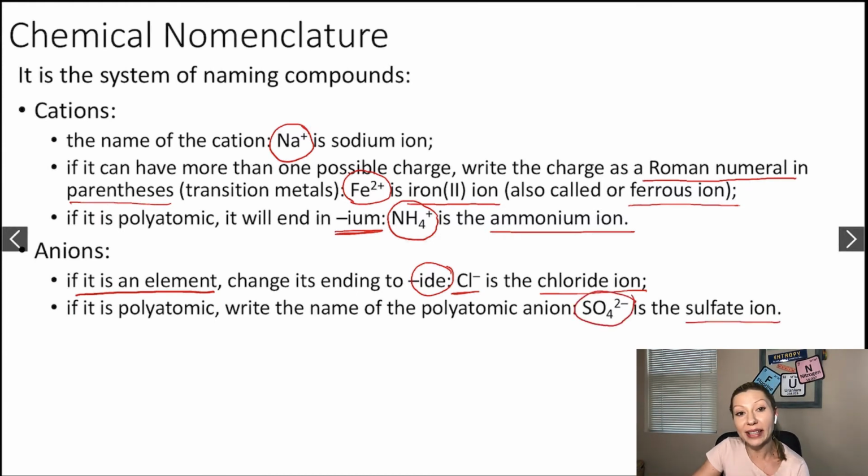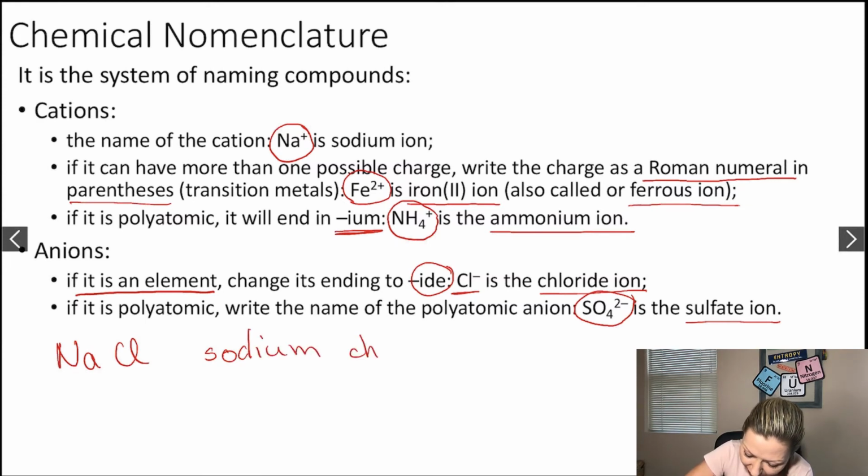Okay, let's practice and let's try an example. Let's say that I have NaCl. I know that Na+ is called the sodium ion and Cl- is called the chloride ion. So when I put the two together to form an ionic compound, I'm going to call this sodium chloride.